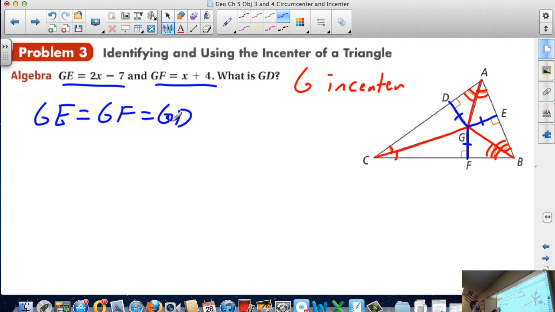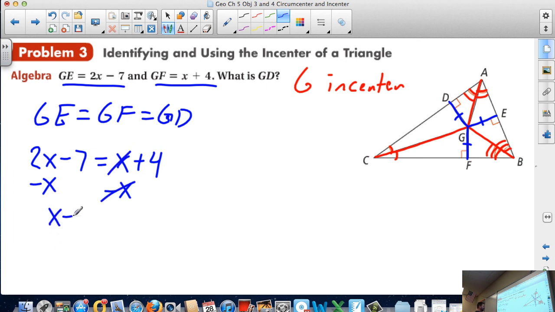Well, we start with this. GE and GF are equal. That means the expressions for their measurements, 2x minus 7 and x plus 4, are also equal. So we can solve this equation, get a value for x, plug it in to find either GE or GF, and that then tells us also the length of GD. So if we solve for x here, subtract x from both sides, x minus 7 equals 4. Okay. Add the 7 to both sides, cancel these, and we get a value for x of 11.